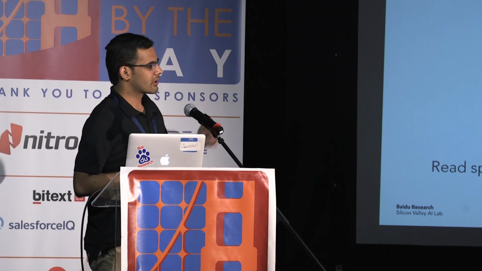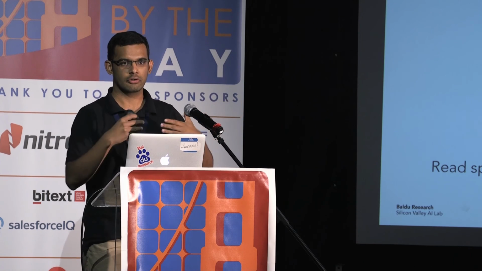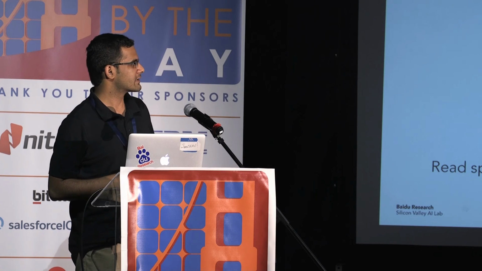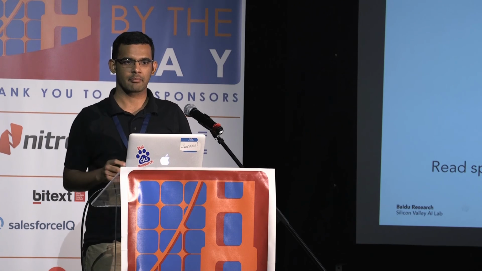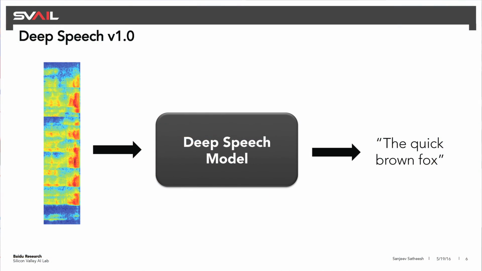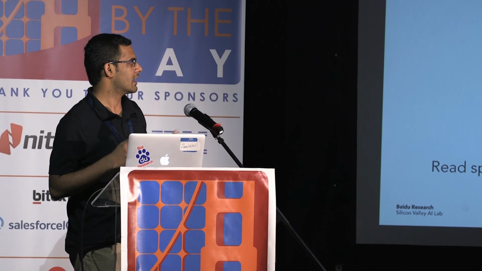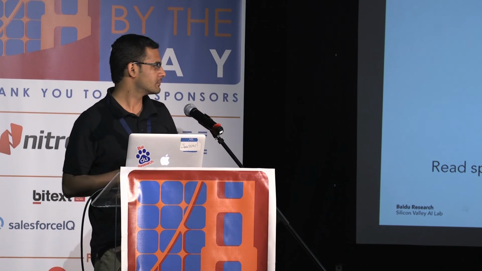The bidirectional recurrent layer allows the model to communicate information through time, both from the future and from the past. Immediately on top of that is a softmax layer, which allows the model to predict one character at a time. So remember, the task is to go from spectrograms to characters. The spectrograms are read by the convolutional layers, and at the top is the softmax that predicts the characters. The whole model is trained with a sequence-level loss called the CTC loss. We'll just call it the CTC loss for now and not go into too much detail.